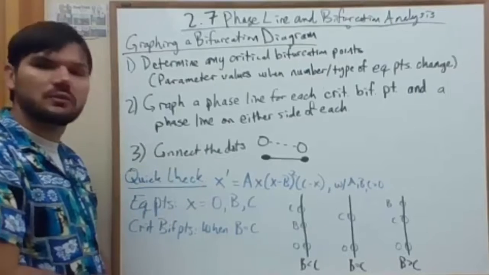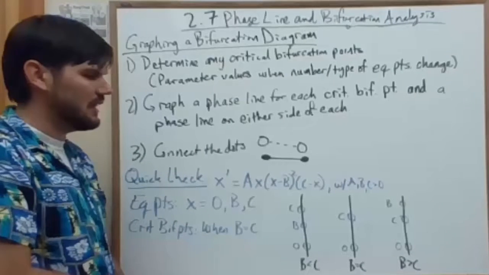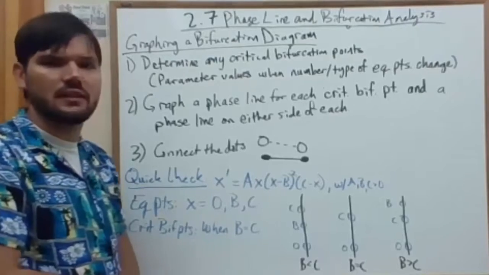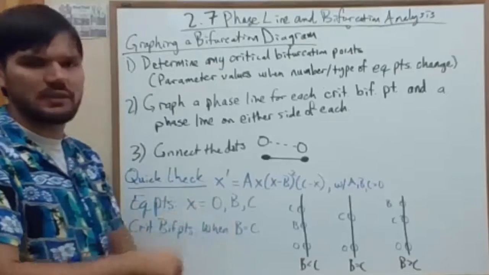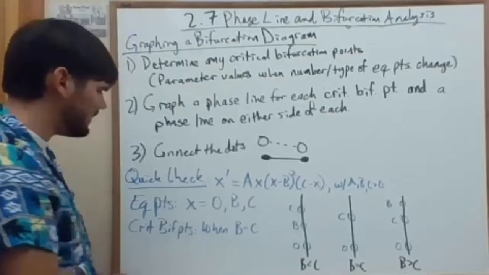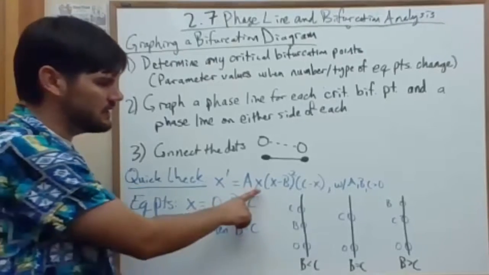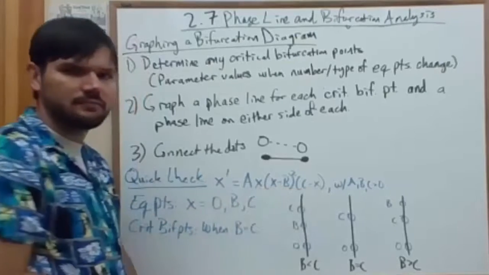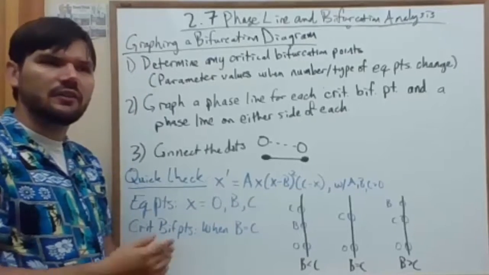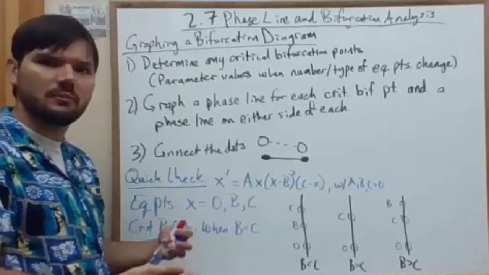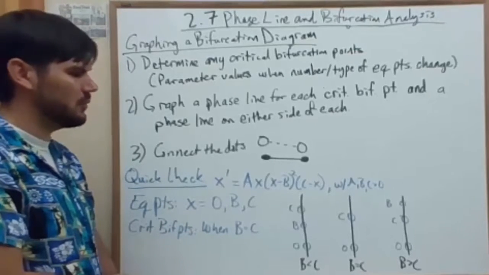This is x prime equals a x times (x minus b) squared times (c minus x), with a, b, and c all being positive, but we don't know exactly their order. So the equilibrium points, based on the factored form, are 0, b, and c. Okay, so are there any parameter values which change the number or type of equilibrium point?